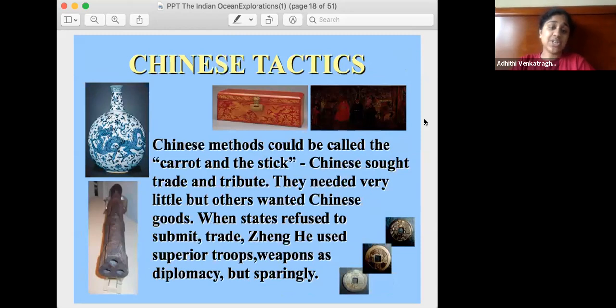Chinese tactics. So Chinese methods could be called the carrot and the stick. The Chinese saw it as trade and tribute. They needed very little, but others wanted Chinese goods. When states refused to submit, the Chinese prince that we talked about earlier used superior troops and weapons as diplomacy, but only sparingly.